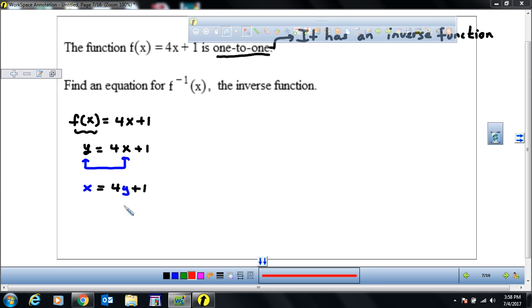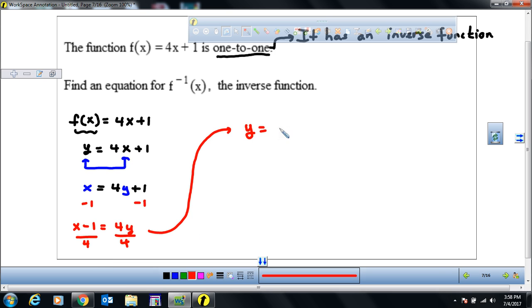How do I solve for y in this equation? I need to subtract the 1 from both sides. So that gives me x minus 1 equals 4y. Then I have to divide both sides by 4. Now you can divide each one by 4, or you can just leave everything divided by 4. It doesn't matter. So my function is going to end up being y equals x minus 1 divided by 4.